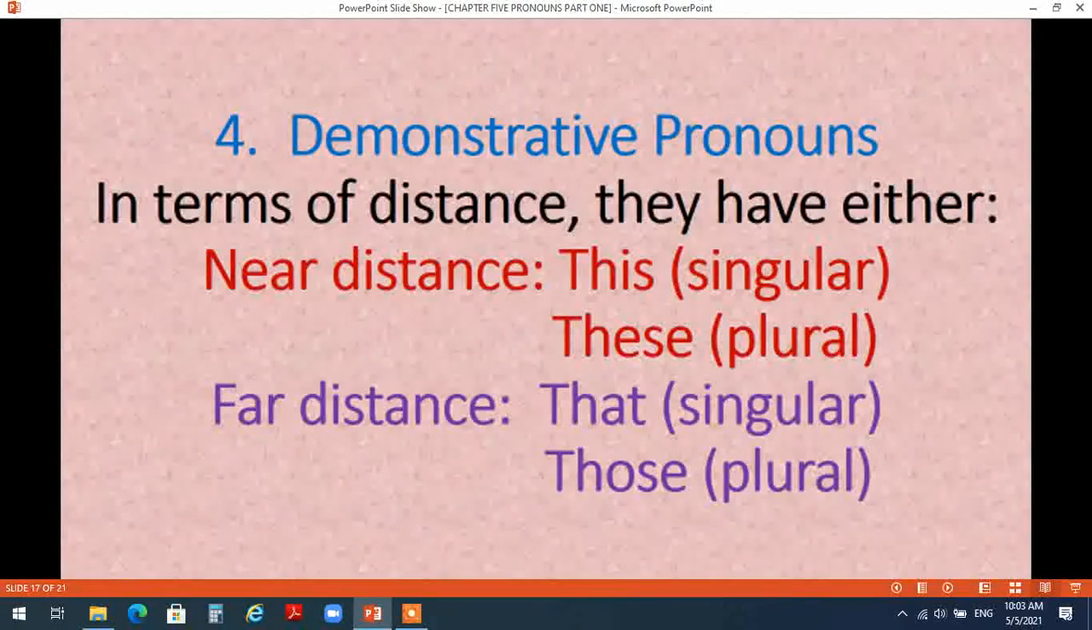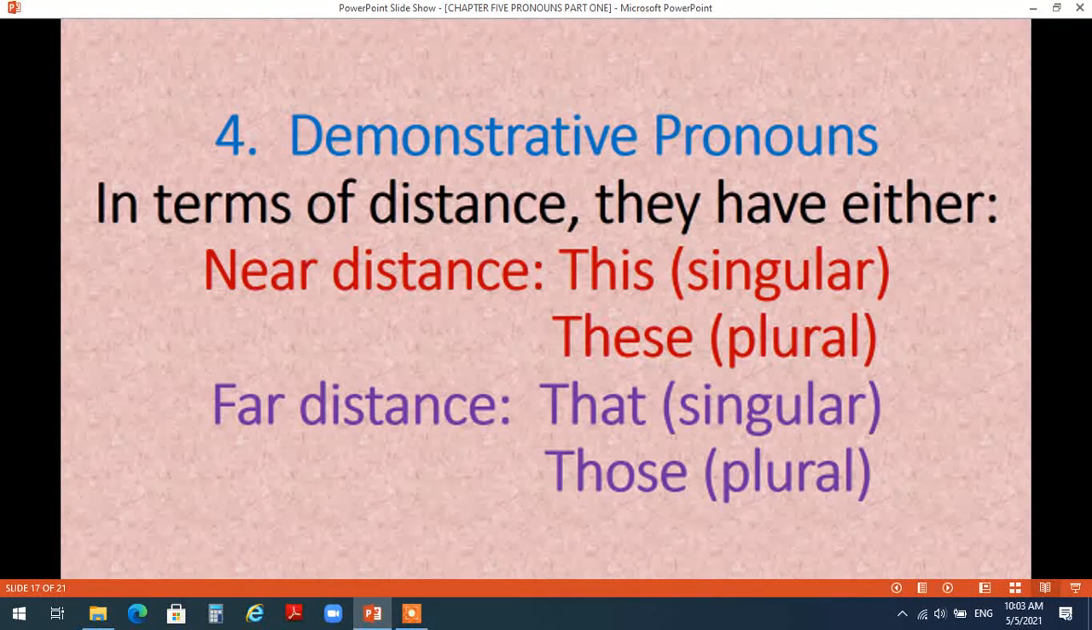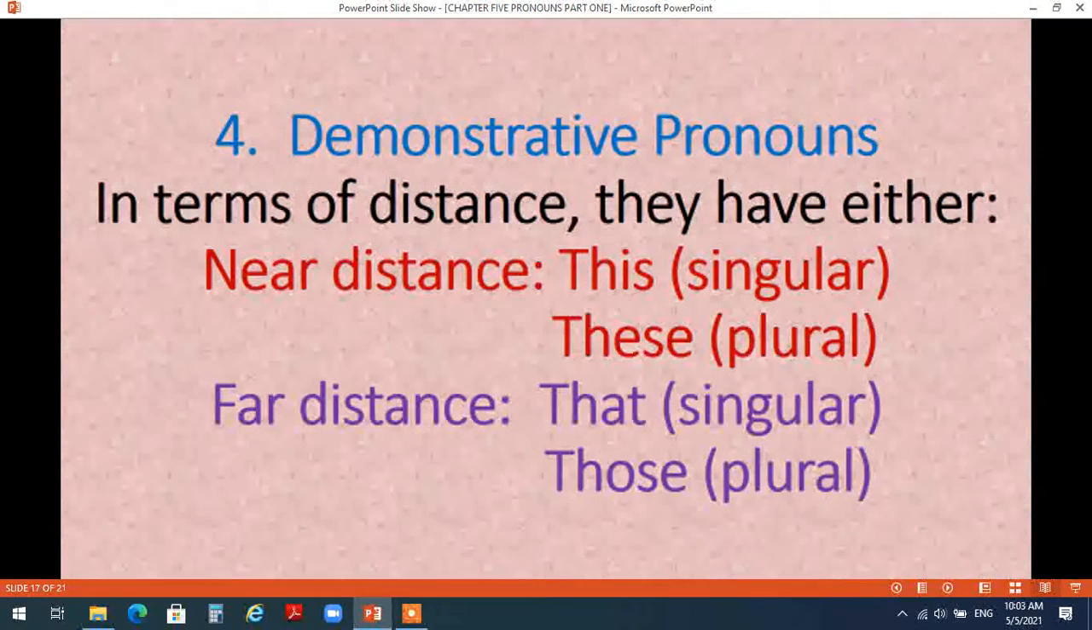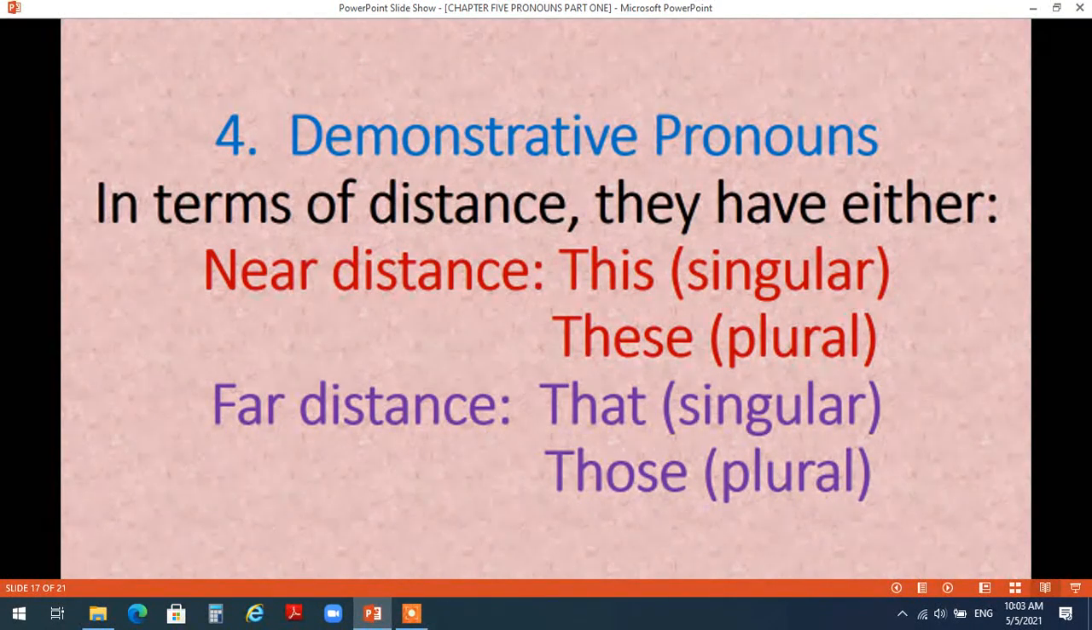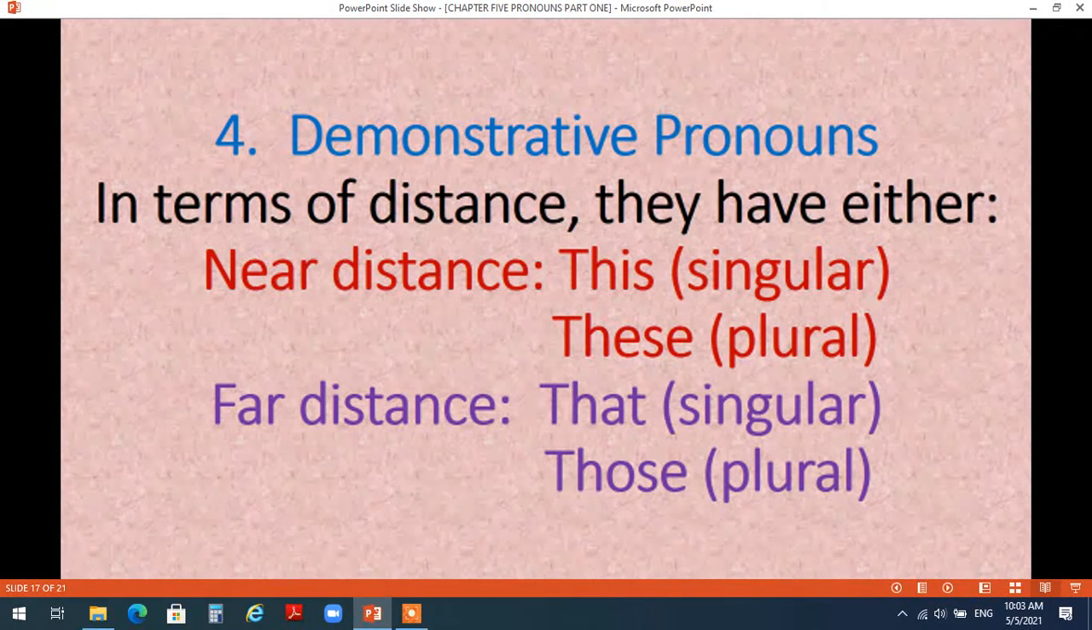أما أن تشير إلى المسافة القصيرة near distance ففي هذه الحالة لدينا ضميران. أما أن نستخدم الضمير this للإشارة إلى المفرد أو أن نستخدم الضمير these للإشارة إلى الجمع. أما إن كانت الإشارة إلى مسافة بعيدة far distance أيضا لدينا ضميران. أما أن نستخدم الضمير that للإشارة إلى المفرد أو أن نستخدم الضمير those للإشارة إلى الجمع أو الاسم الجمع.